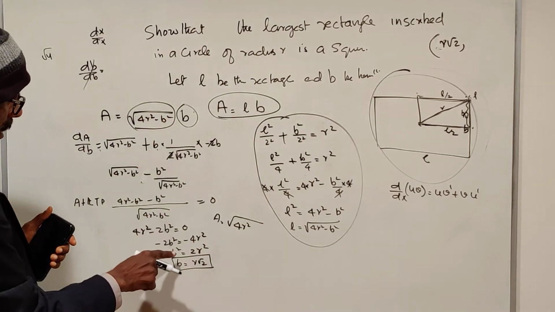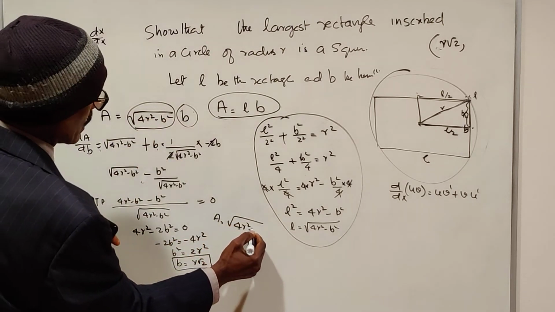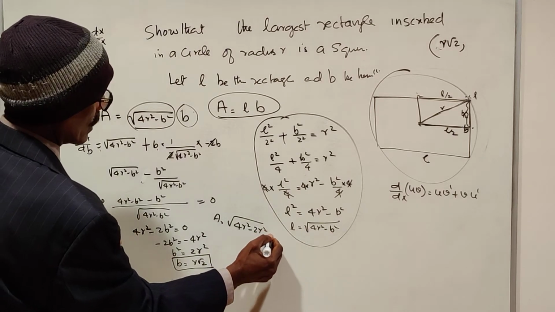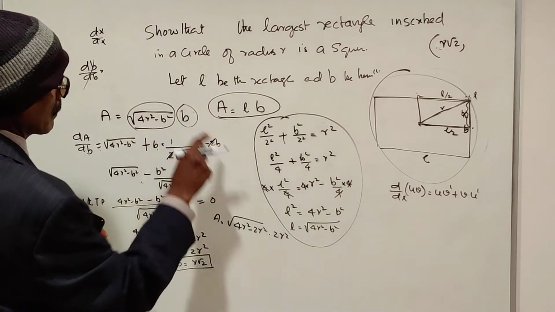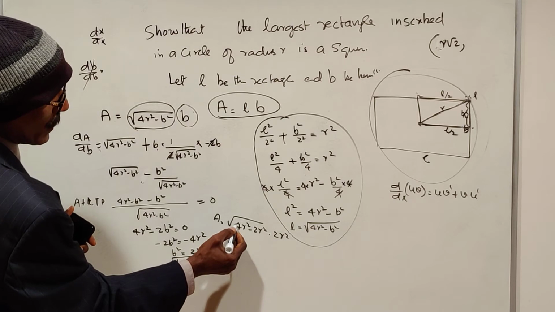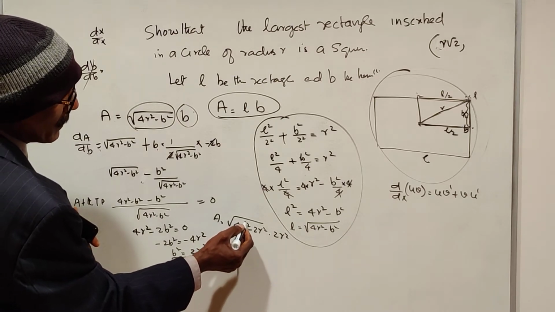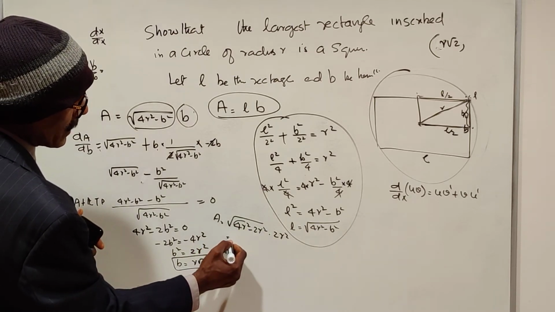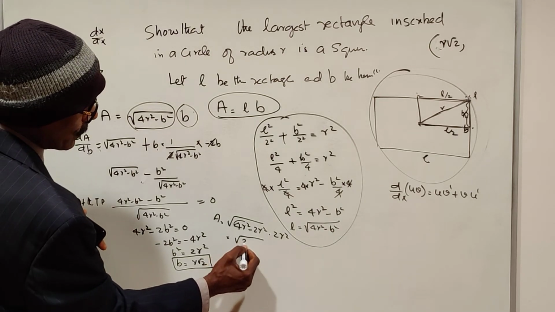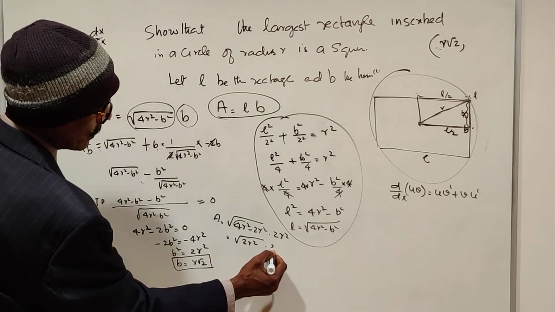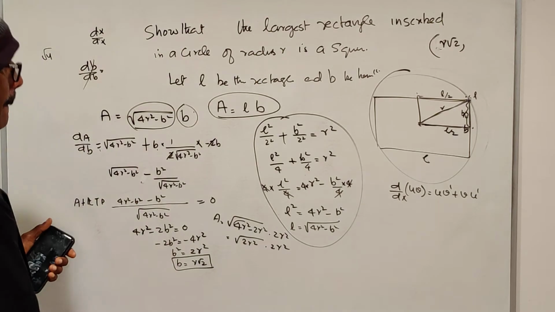B square is 2R square. So 4R square minus 2R square is 2R square. Square root of 2R square into 2R square. Right?